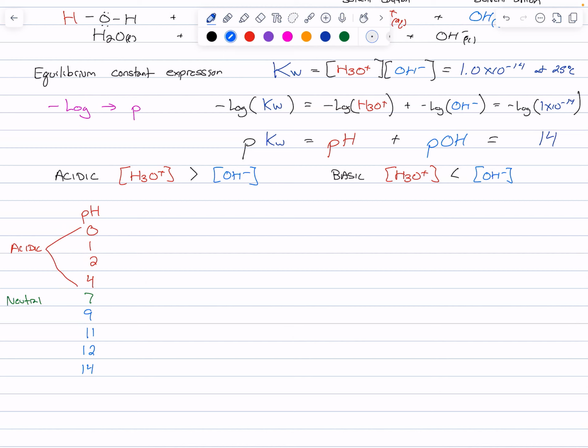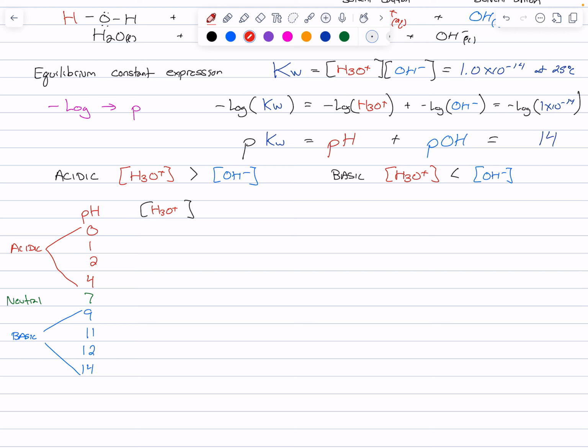And these are basic. Okay. All right, so let's talk about our concentration of hydronium here. So the negative log, what would this be?